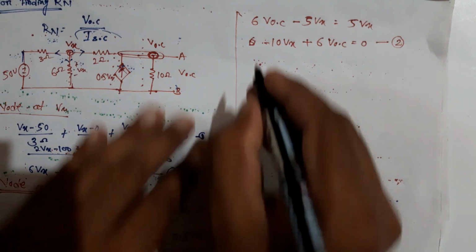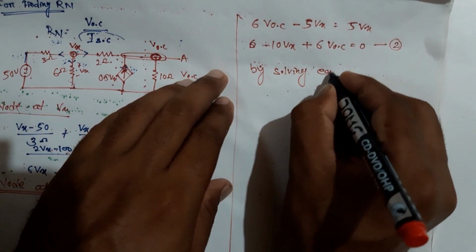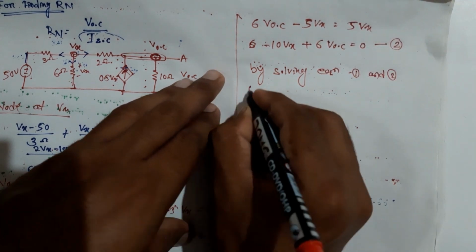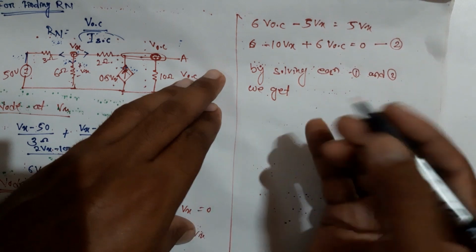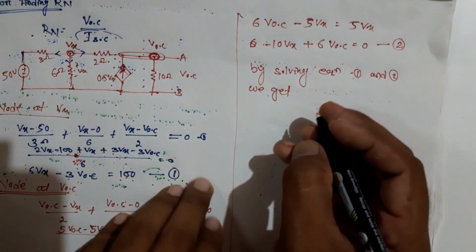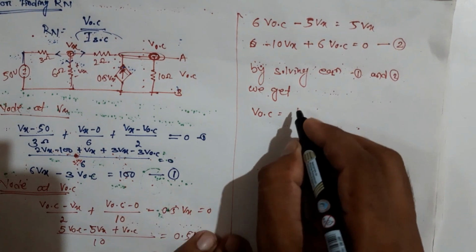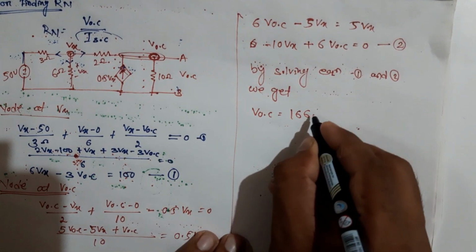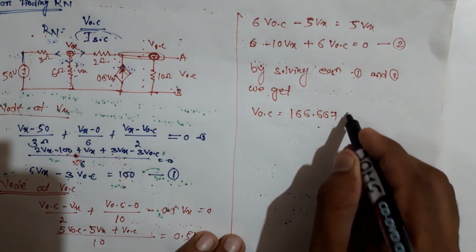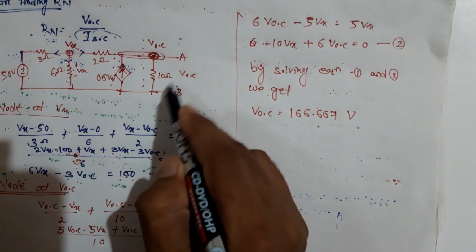By solving equations 1 and 2, we get, since we only need VOC, VOC equal to 166.667 volt. This is our open circuit voltage. This node voltage is also known as the open circuit voltage.